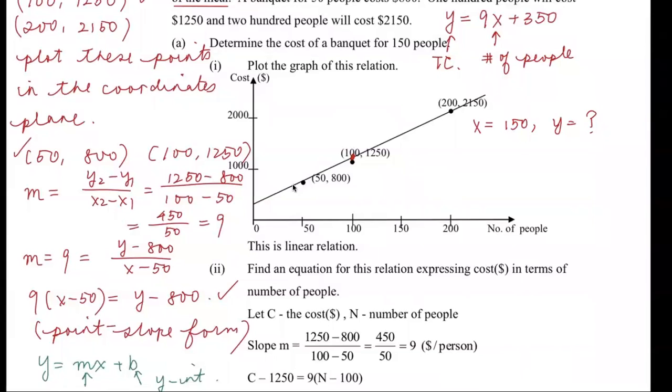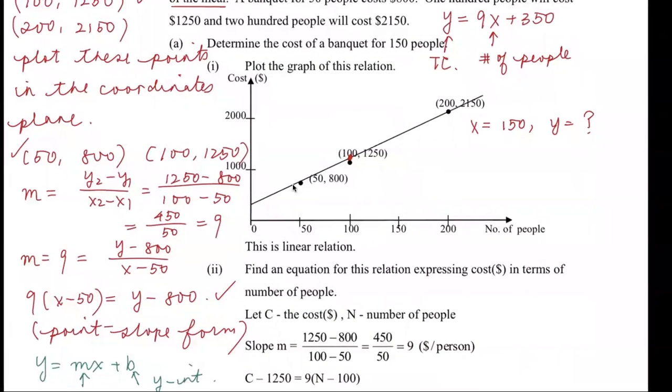So how to do that? We simply plug in this number here, and then we find y. So when x is equal to 150, y will be equal to 9 times 150 plus 350. So y is equal to 9 times 150, that's 1350, right? Plus 350. So the answer will be 1700.